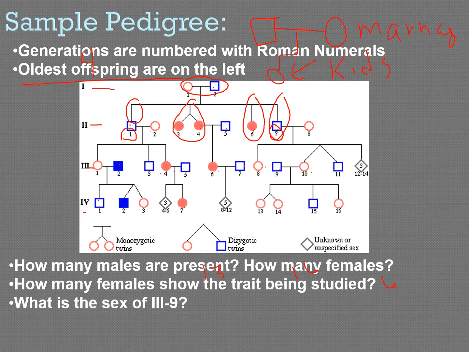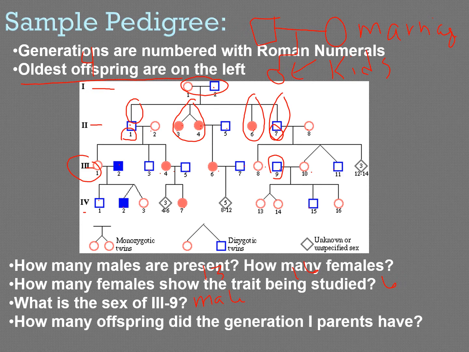What is the sex of generation 3, child 9? So go to generation 3 and we go to child 9. That right there is a square. So that is obviously a male. And how many offspring did generation one have? So how many kids did they have? That's the lines. One, and they had a set of twins. So 2, 3, 4, 5.